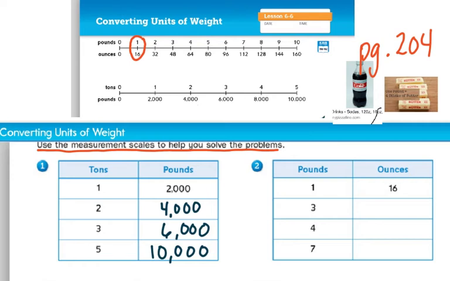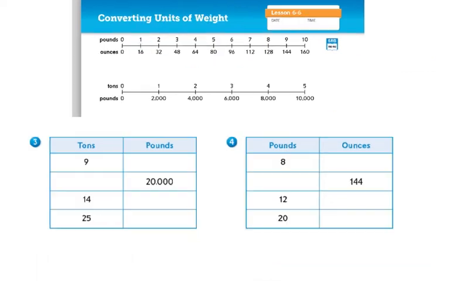We're going to go ahead and use our measurement scale up at the top. If we look at 3 pounds, it would be the same as 48 ounces. 4 pounds would be the same as 64 ounces. And 7 pounds would be the same as 112. So when we move from pounds to ounces, we multiply by 16. Let's continue down the page, 204.